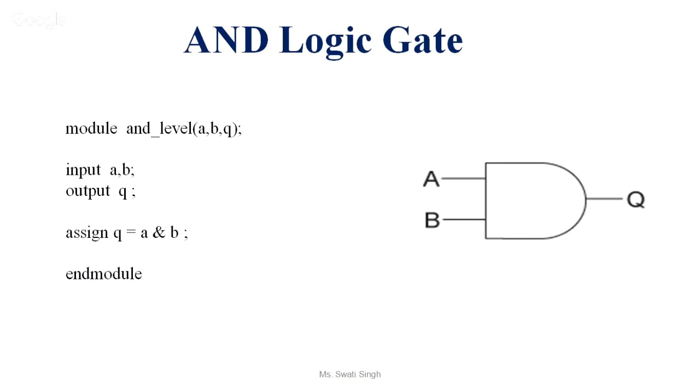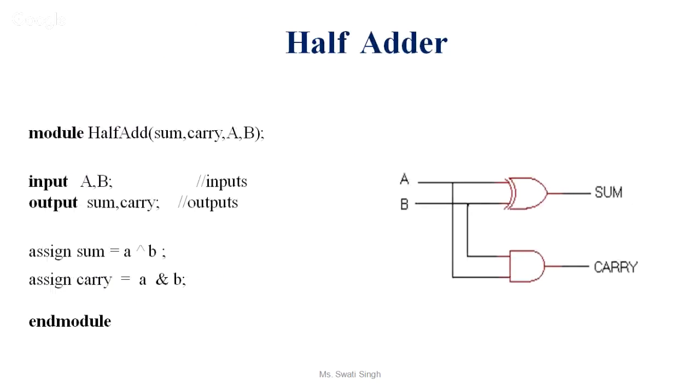As I already discussed, AND logic gate. I am taking one more example, half adder. In half adder we define module half adder, sum, carry, A and B. A and B are your inputs, sum and carry are your outputs. As we know, in half adder, sum is basically A XOR B, and carry is A and B. So we can assign sum equal to A XOR B and assign carry equal to A and B and endmodule.